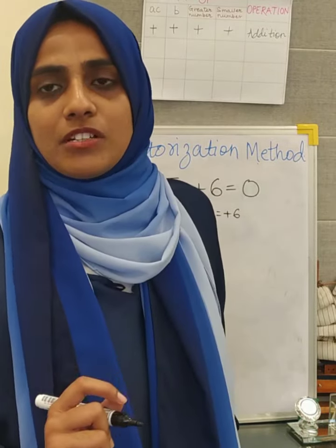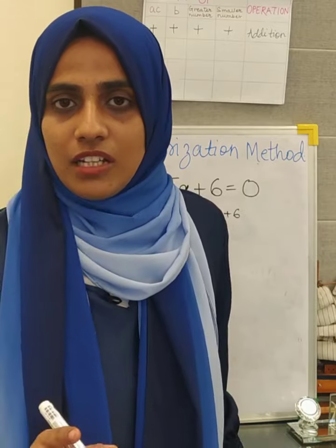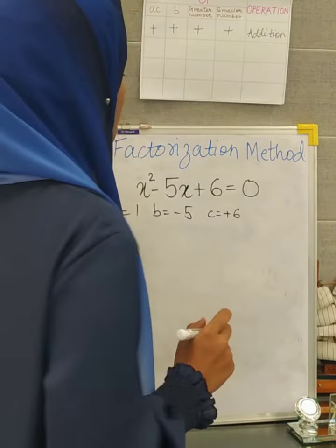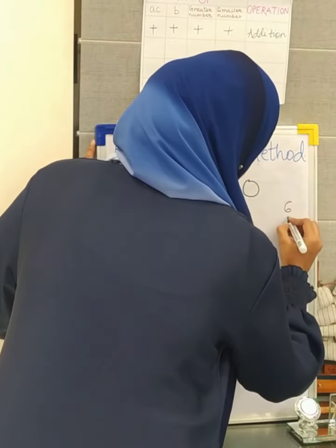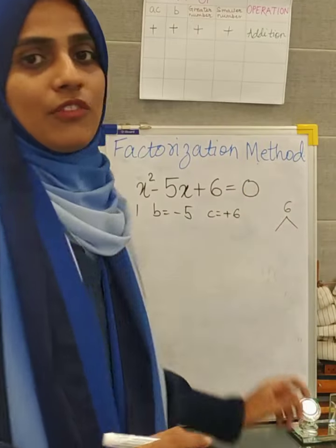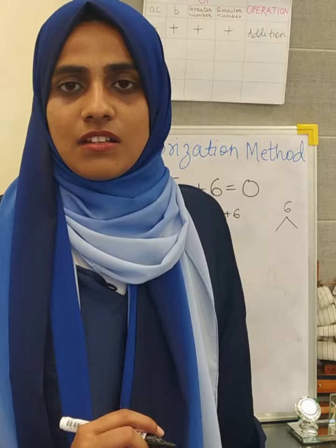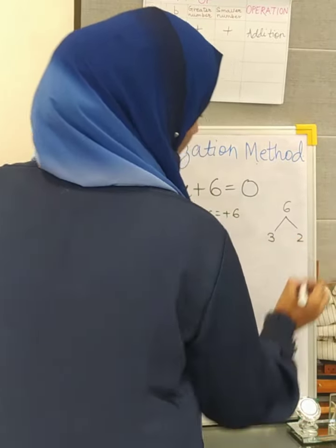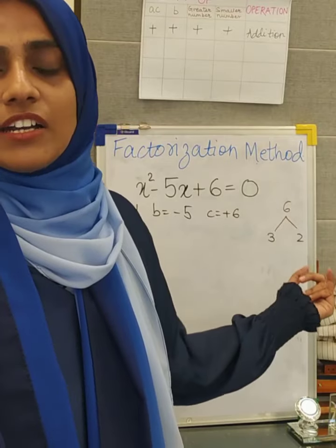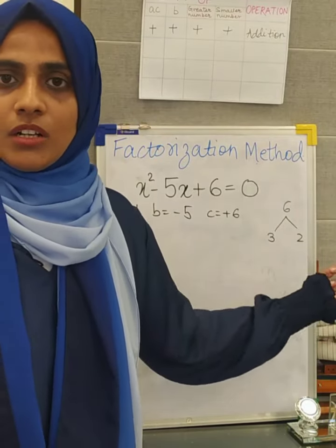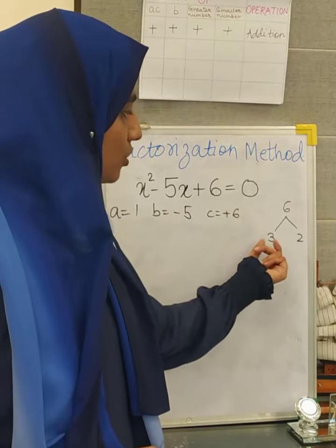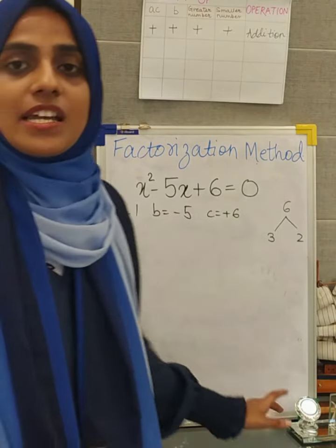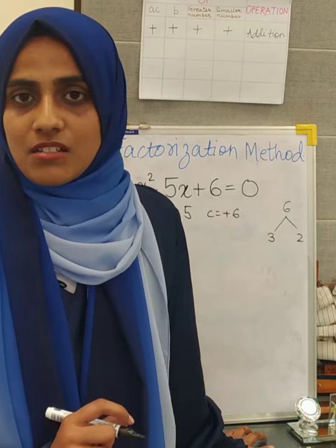The first step is we have to find the product of the first and the last term. That is, we have to find the product of AC. So A multiplied by C is 6. Now we have to find the factors of 6. So the factors are 3 and 2. Now what will be the sign of 3 and 2? If we add both the terms 3 and 2, we will get 5. But the sign of 5 here is minus.